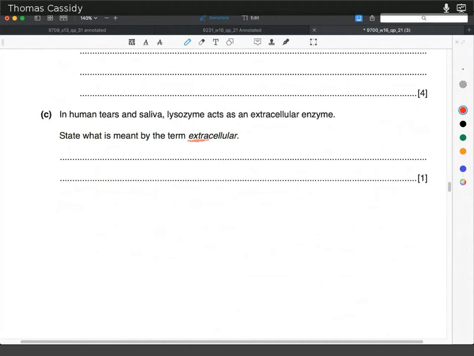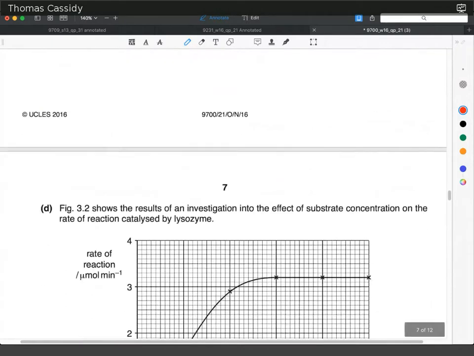Exothermic reactions give out energy. So we know that that's outside, and then obviously we've got the term cellular. So we can put 2 and 2 together and figure out that we're just talking about things that happen outside the cell. That's basically it. We don't need to say much more than that. That's about it for that.